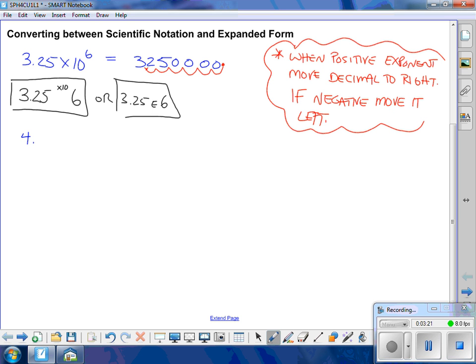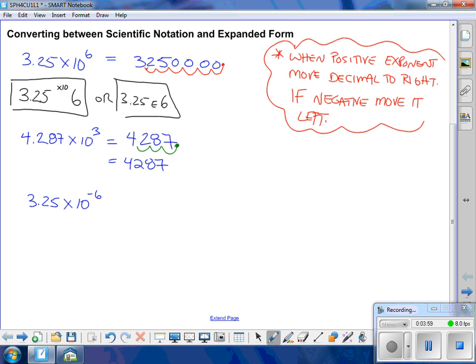Okay, so one more like that. 4.287 times 10 to the 3 is the same as, write the number out as per normal, 4287. And you don't need to show this, but I'm going to show my steps once, twice, 3 times. So 4.287 times 10 to the 3 is just 4,287.